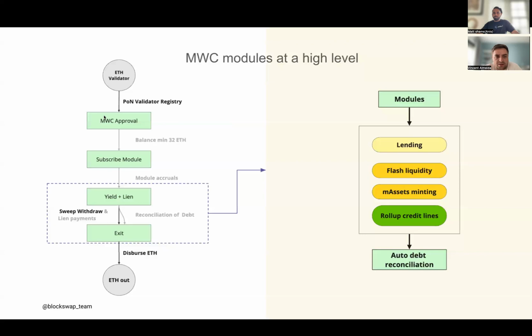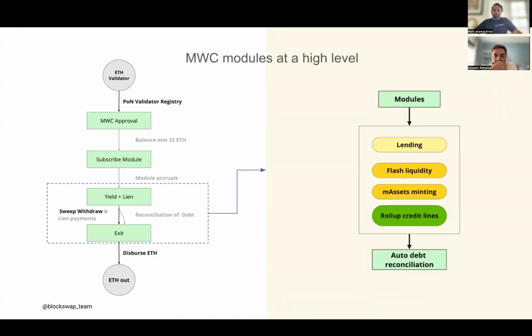Firstly, in that flow, we're talking about a registration in the validator registry. In order to do MWC approval, these are the prerequisites. So in order to do MWC approval, you need to be in the validator registry, and that has a minimum balance of 32 ETH. That's the entry rule. So you need to have 32 effective balance in order to enter into this market, which is no different to the consensus layer. It's an induction balance for this.